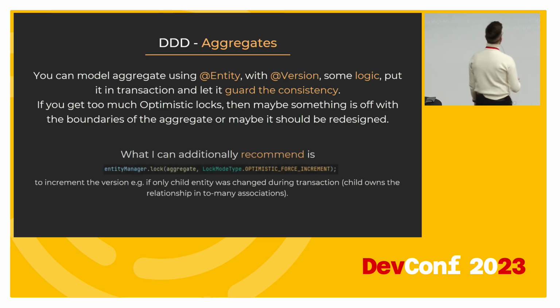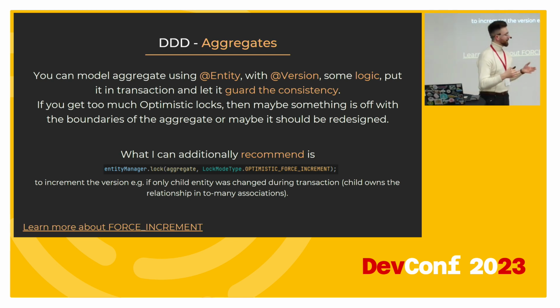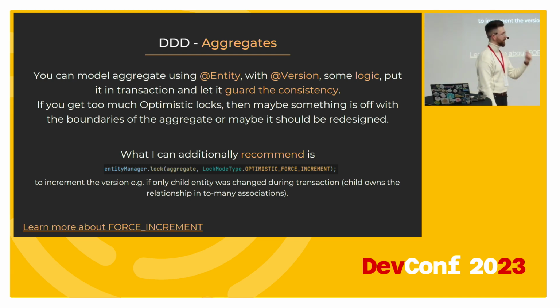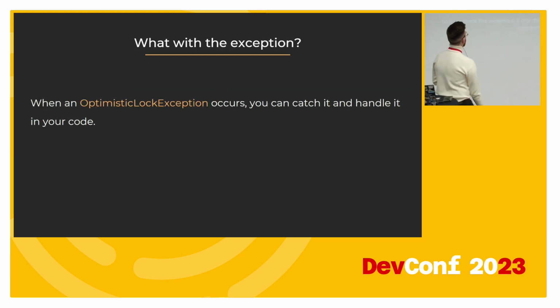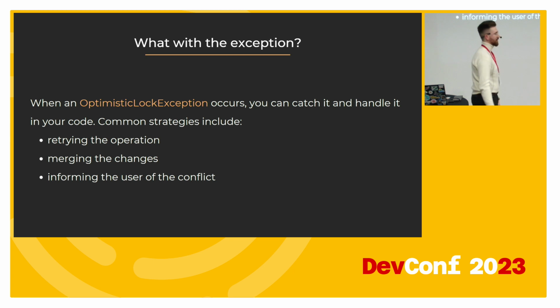It's as simple as that. Additionally, if you are looking for the most perfect solution, if you have an aggregate and it has some child entities, you want to enable lock mode type OPTIMISTIC_FORCE_INCREMENT. So whenever any child is updated, the parent is also updated with a new version. That may be very helpful. Okay, so what about the optimistic lock exception that will be thrown if an optimistic lock occurs? You can catch it, and common strategies include retrying the operation, merging the changes, and informing the user of the conflict. The last one is the perfect one, I believe, because it's the simplest.